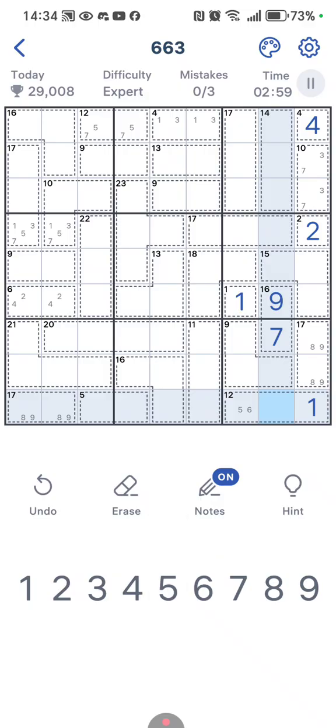Can't be anything else. 7, 8 and 9 takes 2, 3, 4 out of the equation. So this is 5 and 6. That means these 2, 3 and 4 go here, which means this is a fixed pair as well. 1, 2, 3, 4. So this has got to be 5 and 6, which means this is a 4.